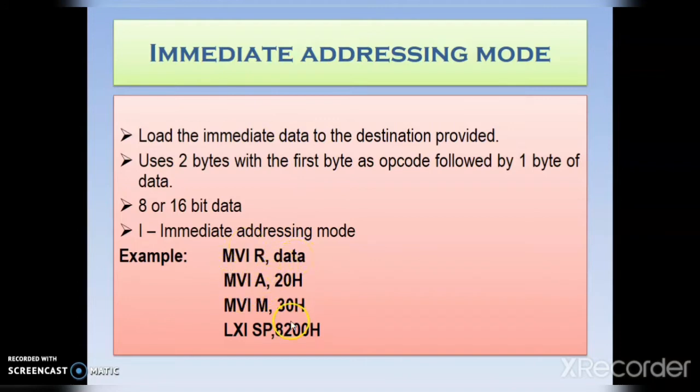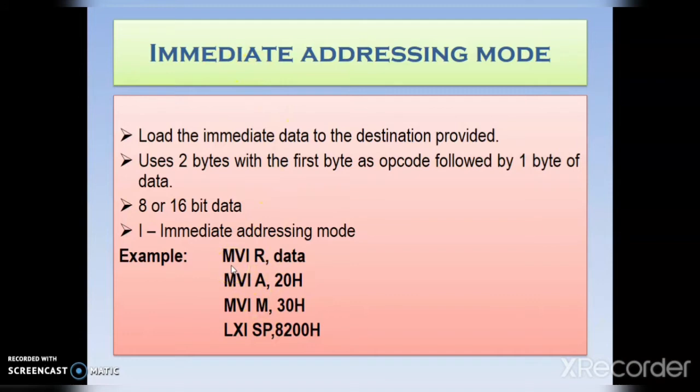Let me explain the example. For immediate addressing mode we have 2 bytes: the first byte is the opcode and the second byte is data. For example, for MVI R, data, the corresponding opcode is 3E, and the second byte is the data. Here I am giving 20H as data, so we write the opcode as 3E, 20. That is the 2 byte instruction for immediate addressing mode.